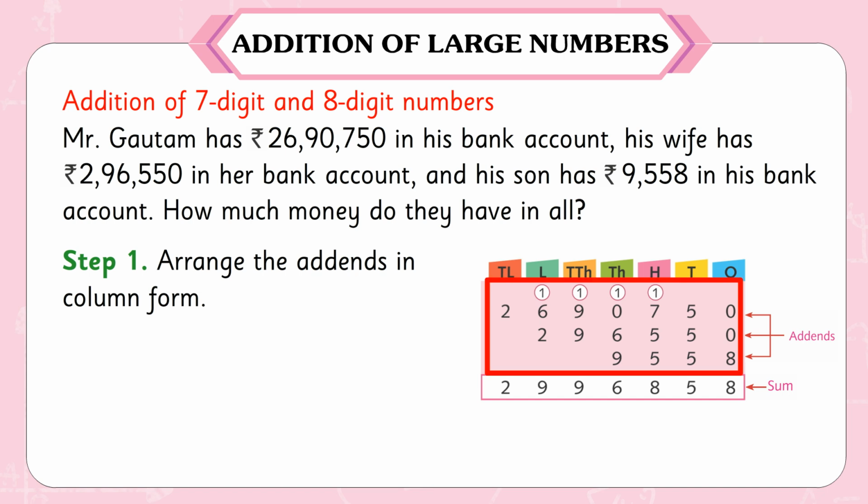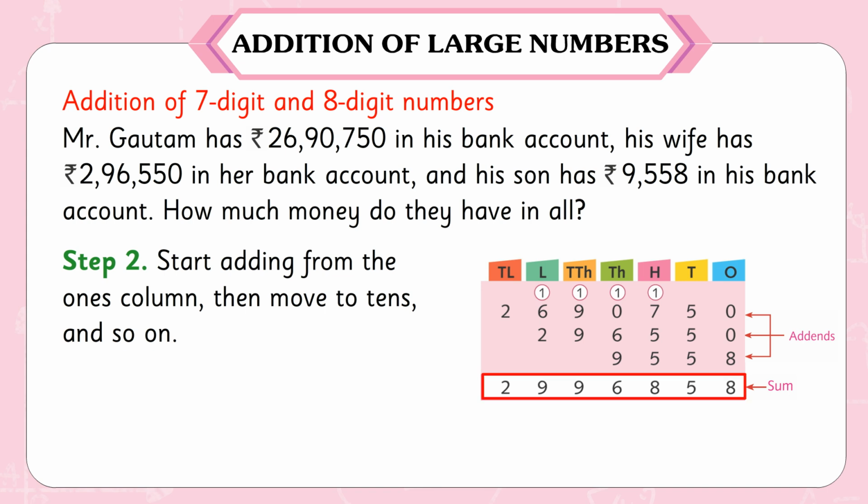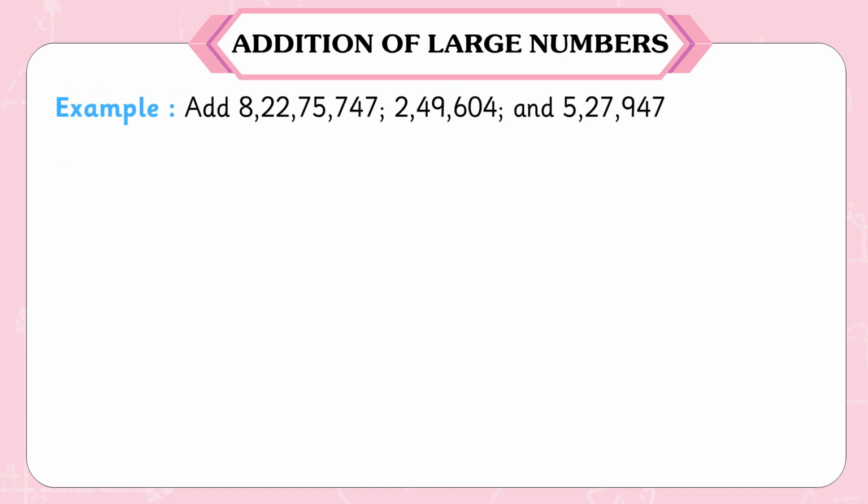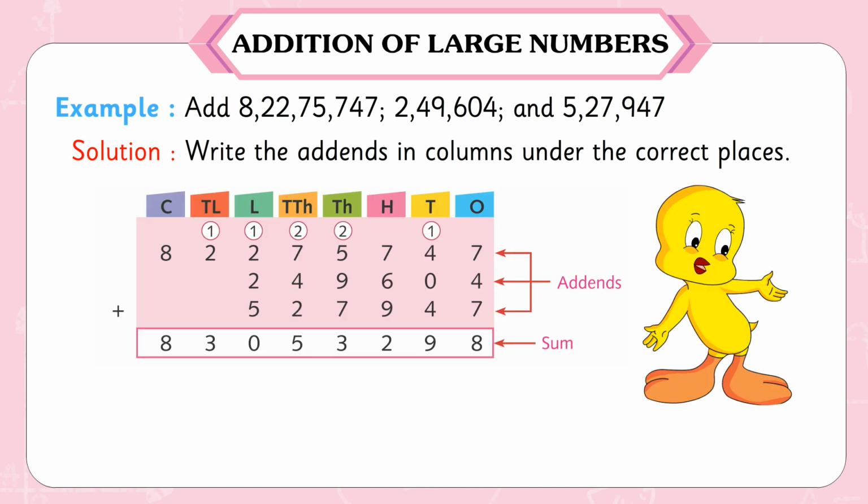To find the sum of large numbers, we follow the steps given below. Step 1. Arrange the addends in column form. Step 2. Start adding from the ones column, then move to tens and so on. Step 3. Regroup if required. Example. Add 8 crore 22 lakh 75,747, 2 lakh 49,604 and 5 lakh 27,947. Solution. Write the addends in columns under the correct places.